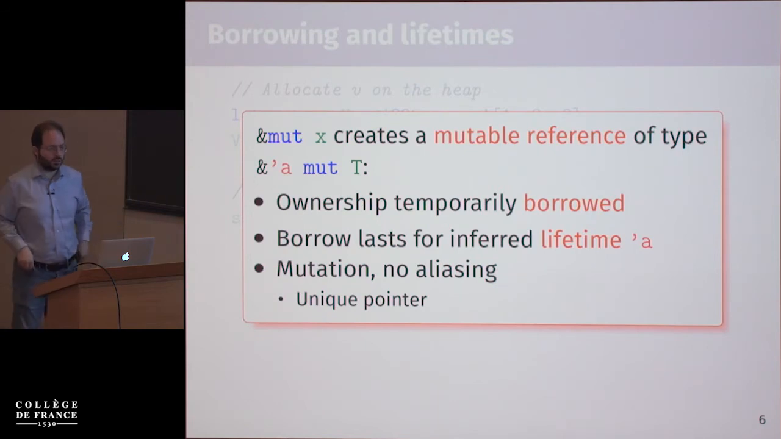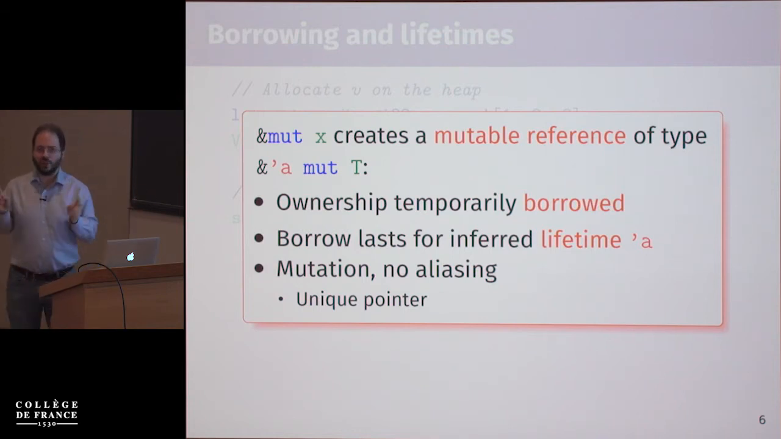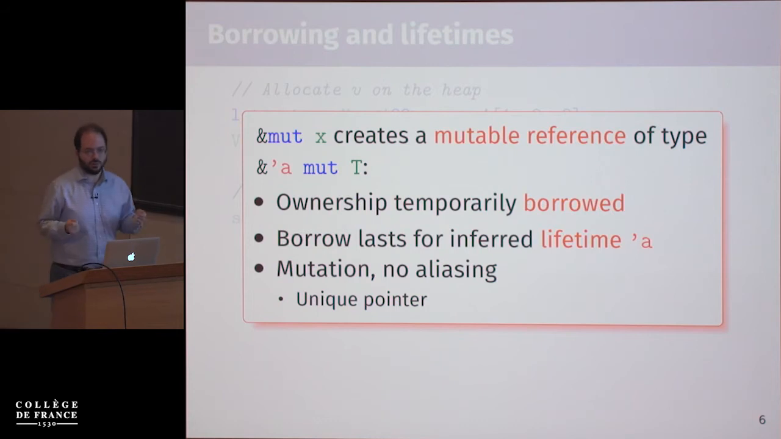So to summarize this point, &mut x is a way of creating a mutable reference to an object. The idea is that this gives you temporary, borrowed ownership of the object, which lasts for the duration of some lifetime, written 'a, which is inferred by the compiler. When you have a mutable reference and the lifetime of that reference is ongoing, then you can mutate the object as you wish. You know that there's no other aliasing to the object, but after the lifetime is over, you can't touch the object anymore.